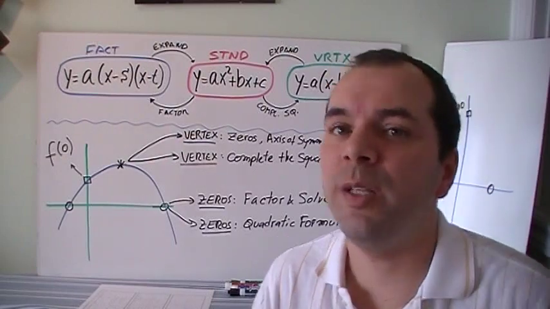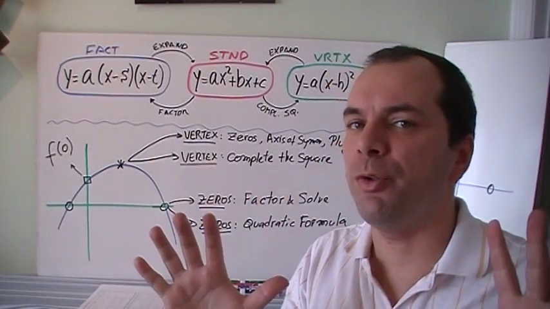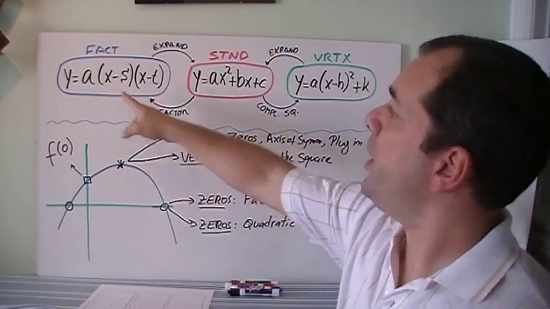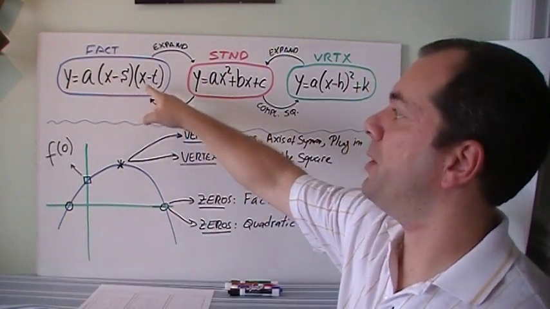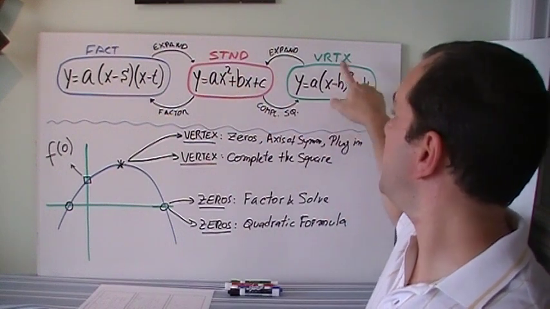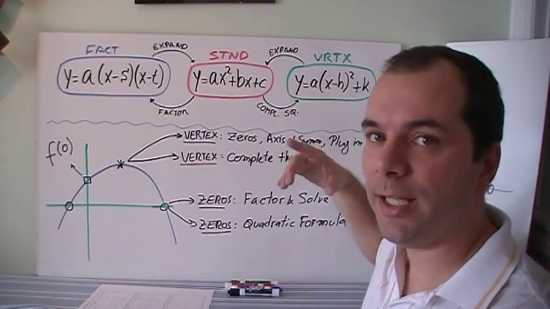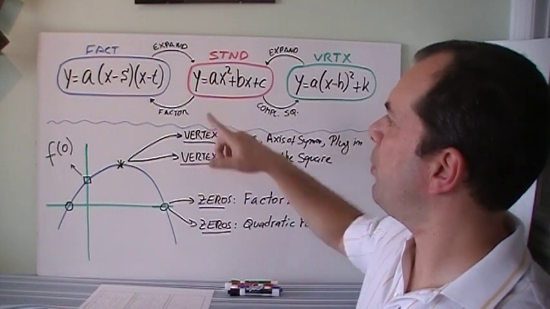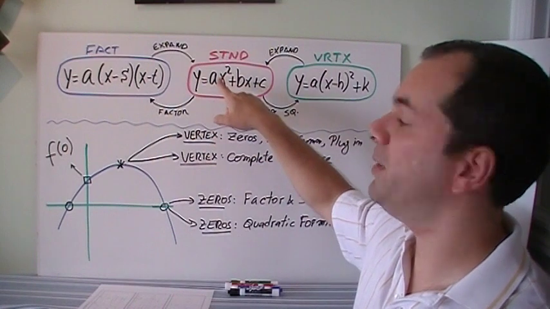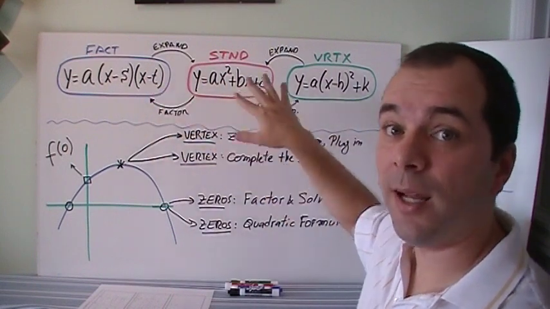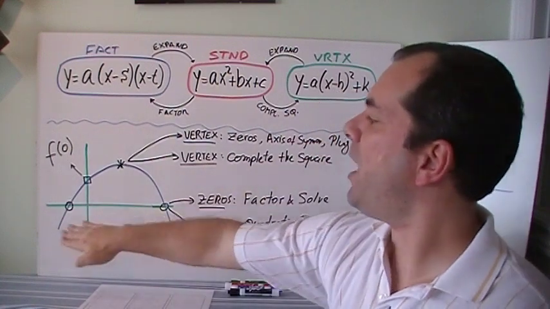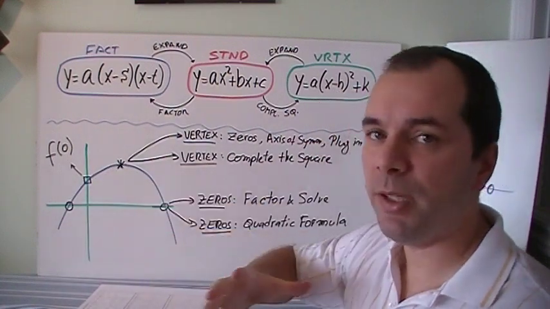In this video, we're going to put absolutely everything we've done in quadratics, except for the discriminant, all together. So let's see. We have factored form, where we get the zeros; standard form, where we can get the y-intercept; and vertex form, where we can get the vertex and the axis of symmetry. We know how to go from here to here: we expand. To go from standard to factored, we factor, and to go from standard to vertex, we complete the square.